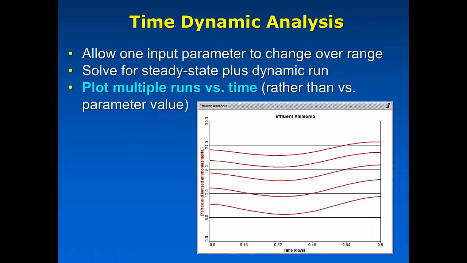And then lastly, that time dynamic analysis. This is one that's really good for trying to see what is going on in a really short period of time where something changes really drastically. And in this particular case here, we can see this is effluent ammonia numbers at different influent flow rates. And we can plot a bunch of these together.